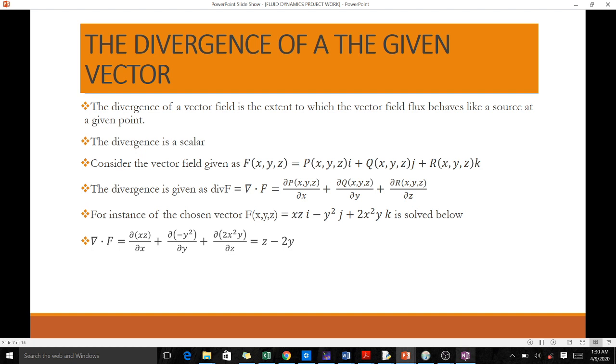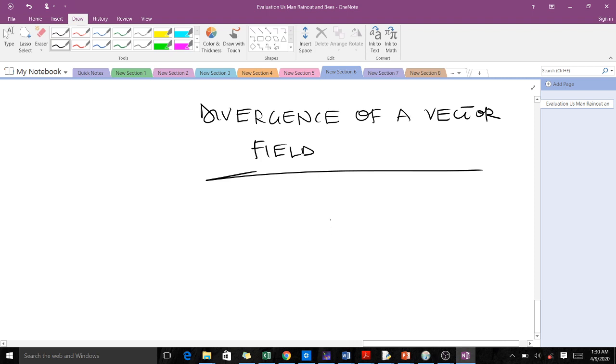So let's illustrate. Maybe let's say we have this particular ball here. So when we have points moving towards the ball, then we say that this particular ball is acting as a sink. That's the reason why the points are moving towards it.